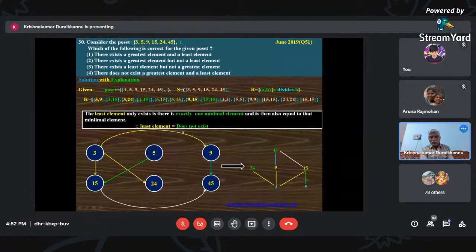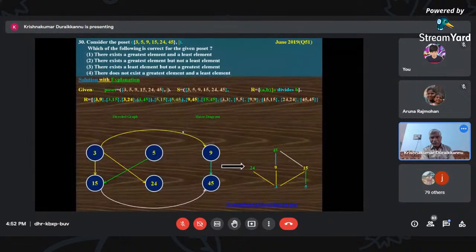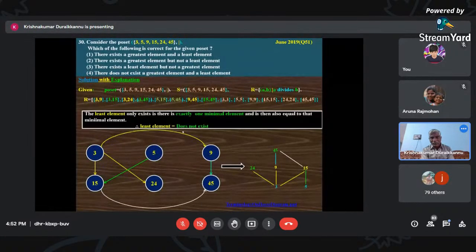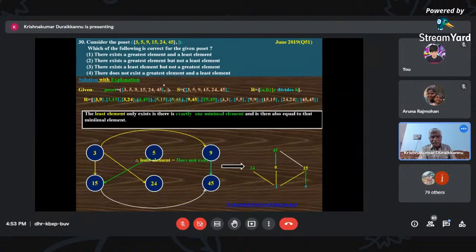So the fourth one is correct. It says the greatest element does not exist and the least element does not exist. So option 4. Please note it down. Option 4 is the correct answer.